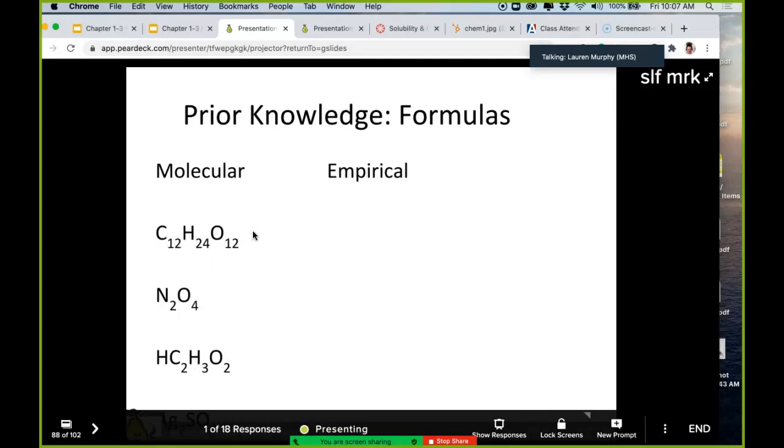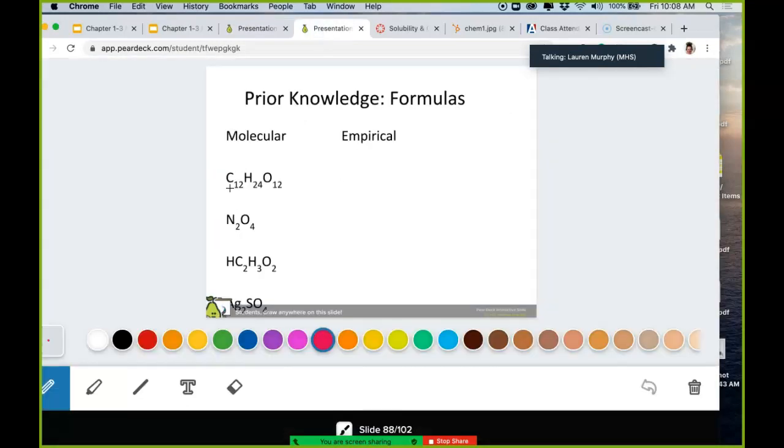Well, if you can take any of these elements and divide them by a common number, then it can be reduced. So look, all of these elements could be divided by 12 and reduced. So that means 1 carbon, 2 hydrogens, and an oxygen. That's its empirical formula. This is the easiest way to do it. Okay, this can be divided by 2, this can be divided by 2, so its empirical formula is NO2.